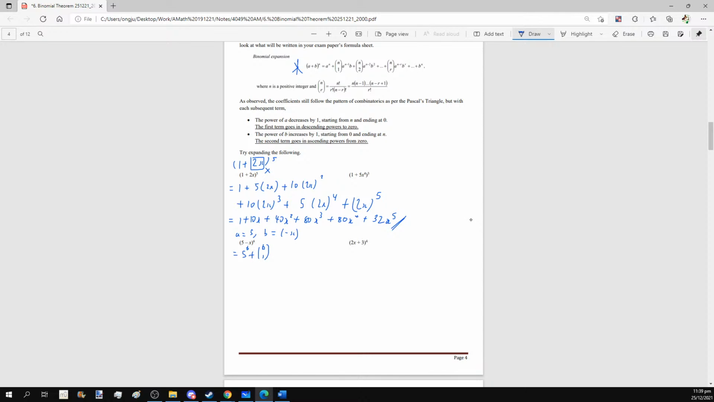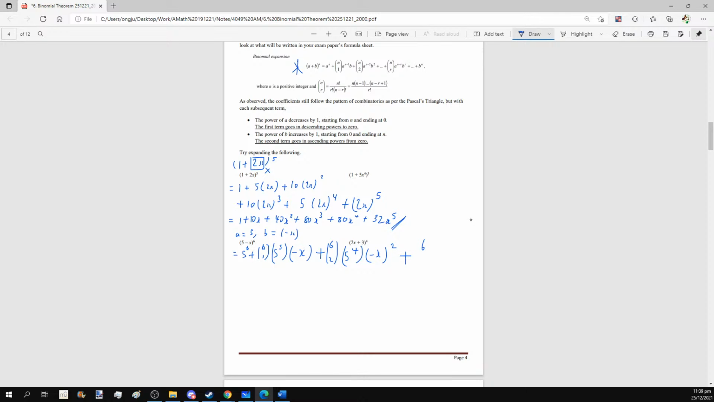And then afterwards, a to the power of n minus 1. In other words, 5 to the power of 6 minus 1, which is 5. And then we have b by itself. And b is the second object, negative x. Then we will plus n choose 2. And afterwards a, which is 5, to the power of n minus 2, in that case that will be 4. And afterwards b squared. b is negative x, so we will have (-x) squared.